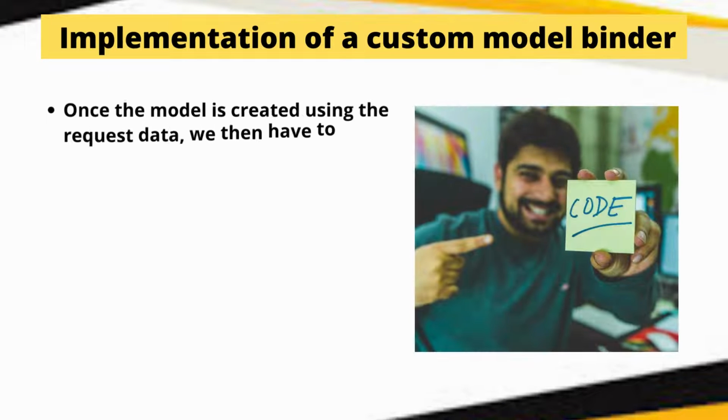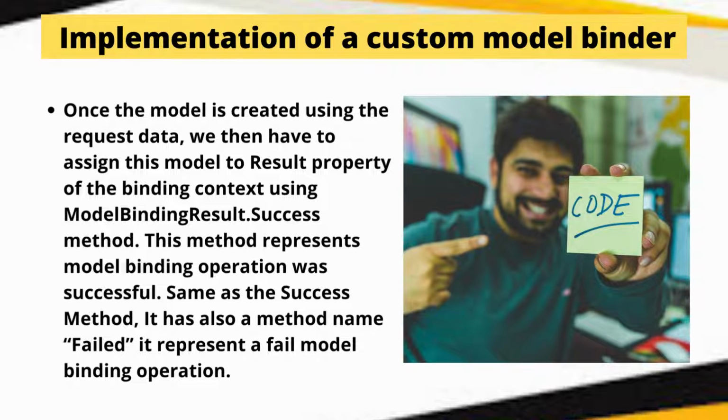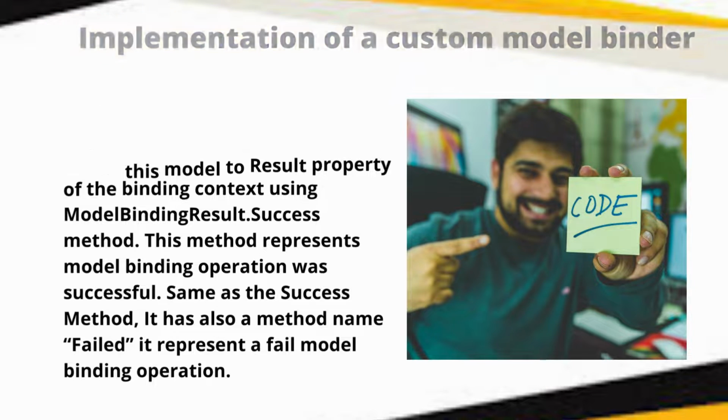As per the image code, once the model is created using the request data, we then have to assign this model to the Result property of the binding context using the ModelBindingResult.Success method. This method represents that the model binding operation was successful. Same as the Success method, it also has a method named Fail that represents a failed model binding operation.